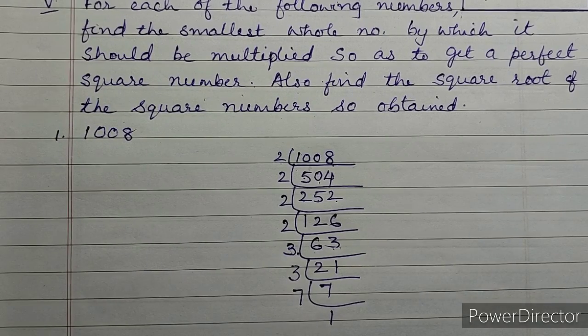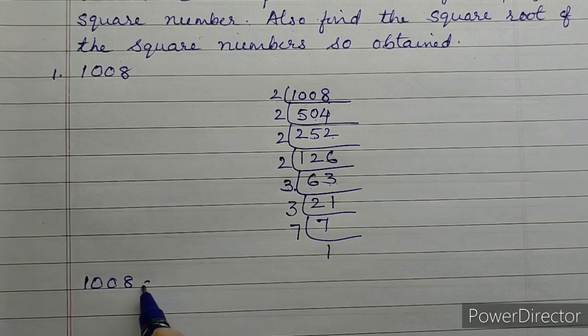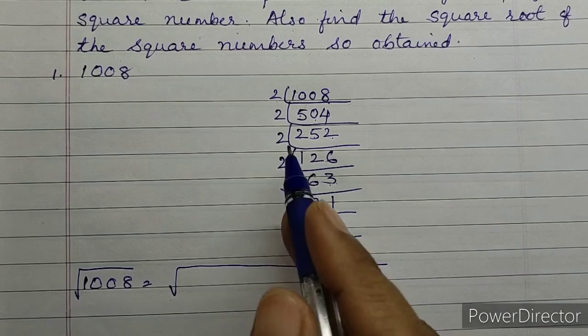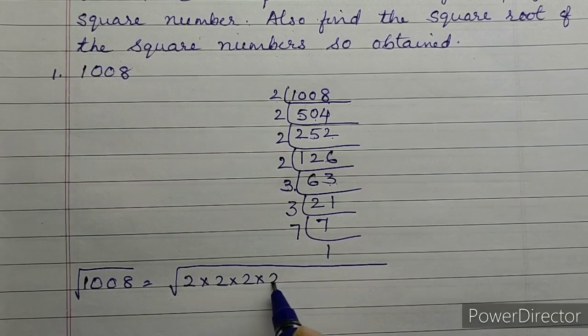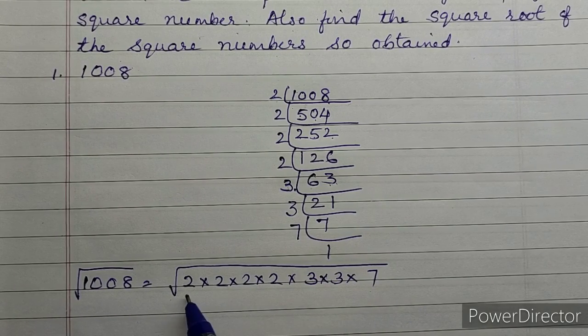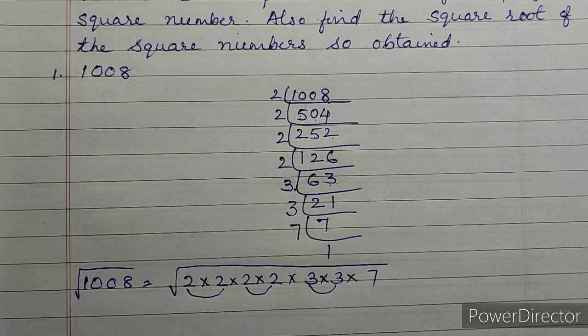Now, how will you write 1008? Square root of 1008 is equal to the square root of all the numbers you can write: 2 into 2 into 2 into 2 into 3 into 3 into 7. Next, pairing. See, one 7 is remaining.